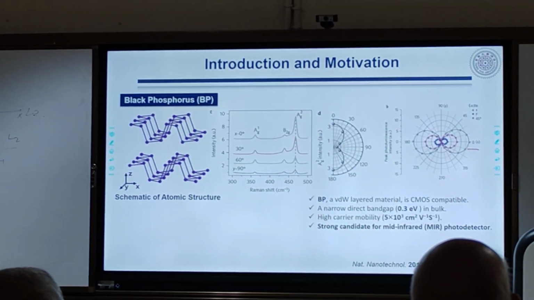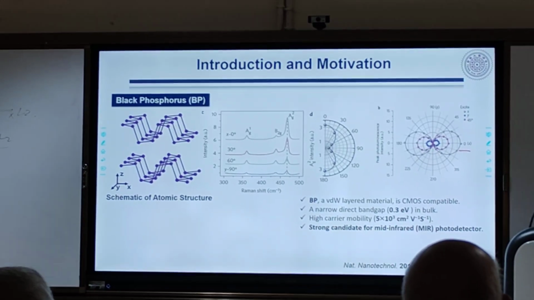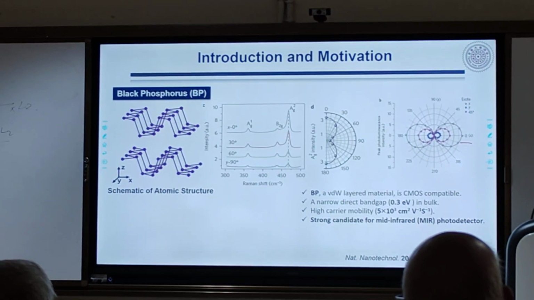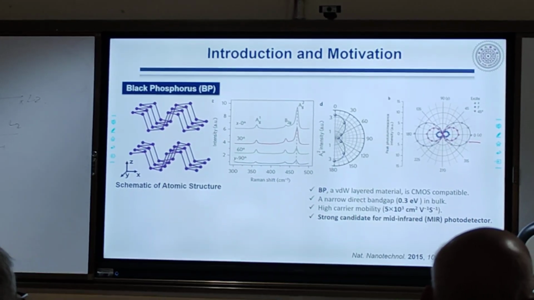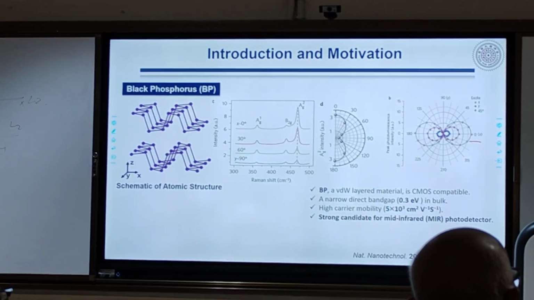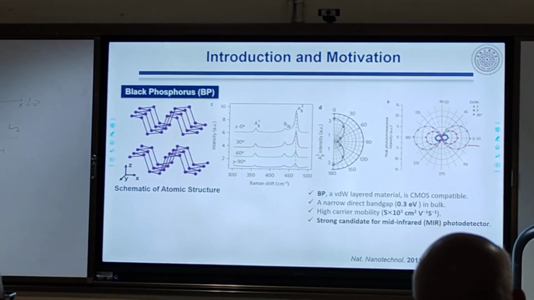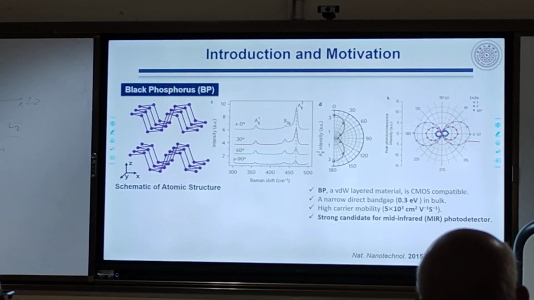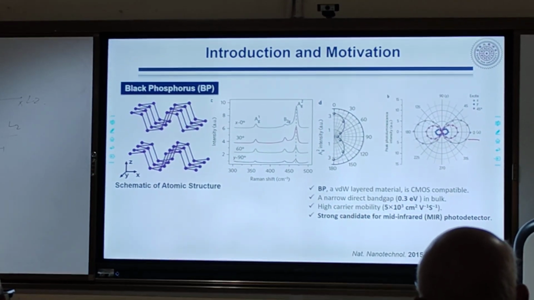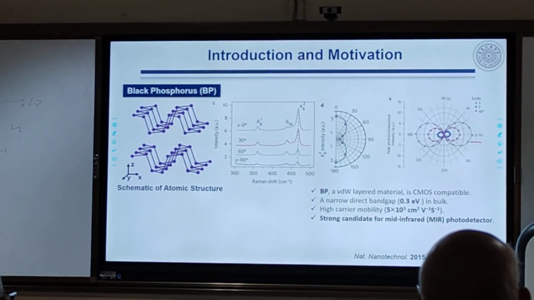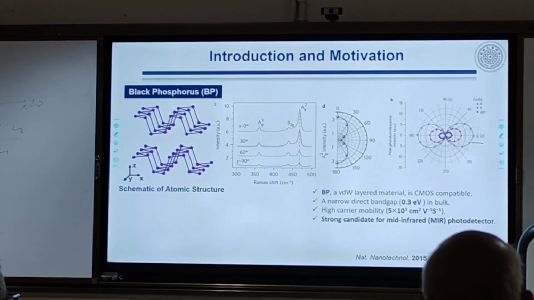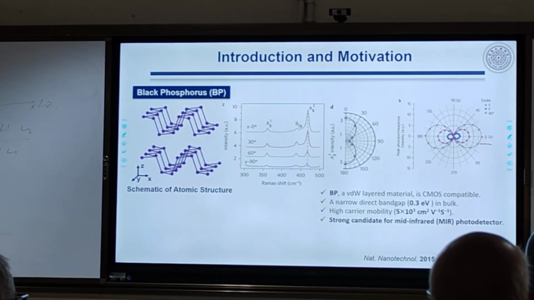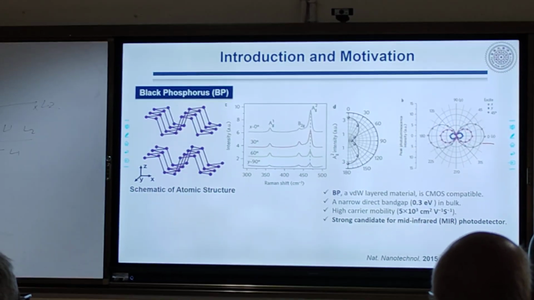Black phosphorus is a layered material, and it has a narrow band gap. If you have a monolayer, its band gap is 2.0 electron volts. But if you have bulk, its band gap is 0.3 electron volts, which comes in the mid-infrared region. Also, it has high carrier mobility, which makes it a strong candidate for mid-infrared photodetectors.